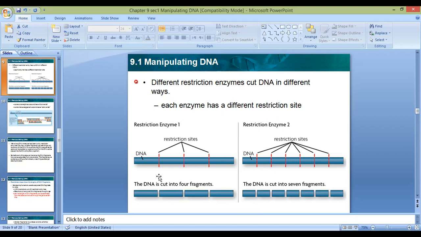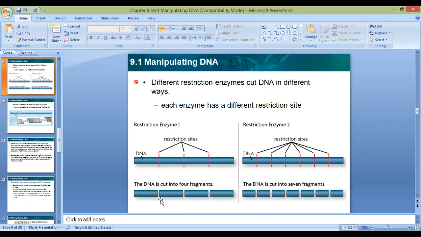Okay? I have restriction enzyme 1, as you see here in this figure. It recognizes 3 restriction sites on the DNA, so it cuts it into how many pieces? The 4. 1, 2, 3, 4. The third restriction enzyme recognizes 6 restriction sites, which cut the DNA into 7 fragments. So different restriction enzymes cut DNA in different ways. How? Each enzyme has a different restriction site.